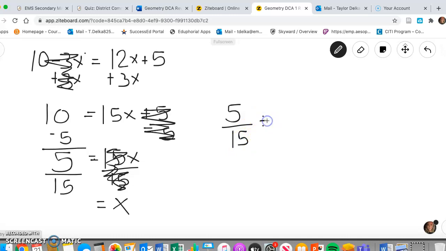In order to reduce it, I need to think, what number do 5 and 15 have in common that I could divide them by? And in my mind, I know 5 can be divided into both of those. So 5 divided by 5 is 1.